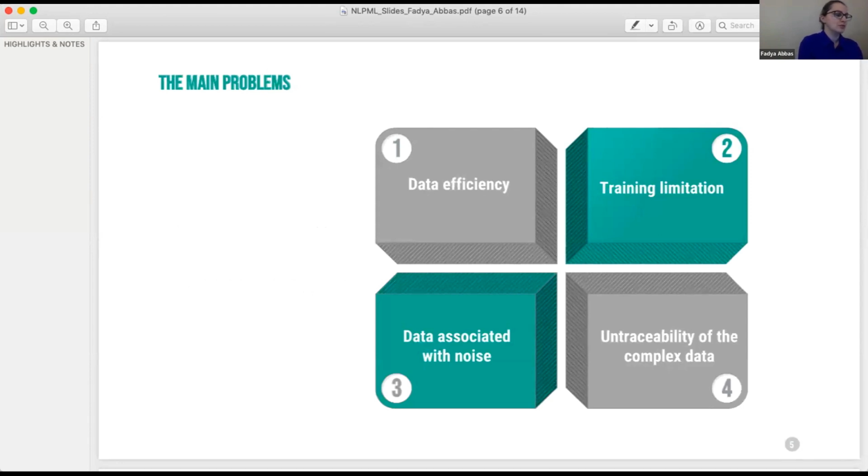The main problems we are going to face while working on NLP: one, data efficiency; two, training limitation; three, data associated with noise; and four, untransferability of complex data.